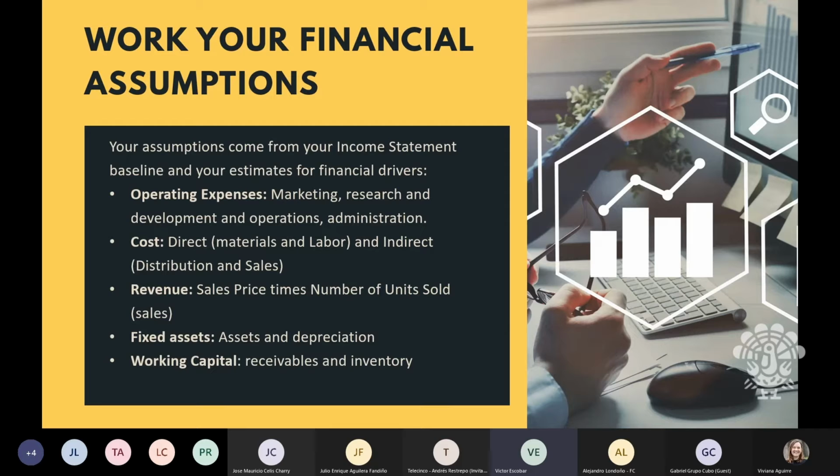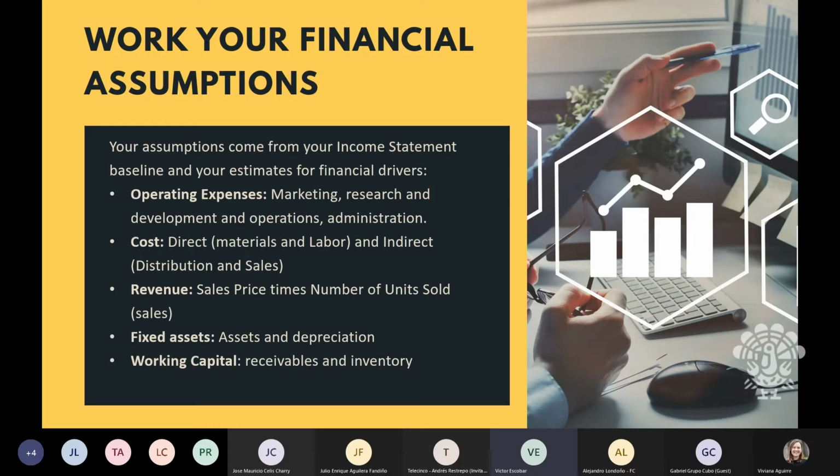So to begin, we will start with working on your financial assumptions. Here, it is important to say that all these assumptions come from your income statement, and also you have to check the estimates that will become your financial drivers. Some of these are the ones that you can see on the slide.